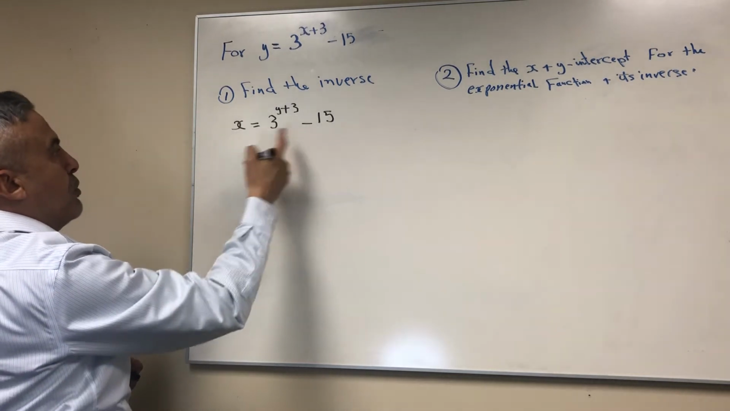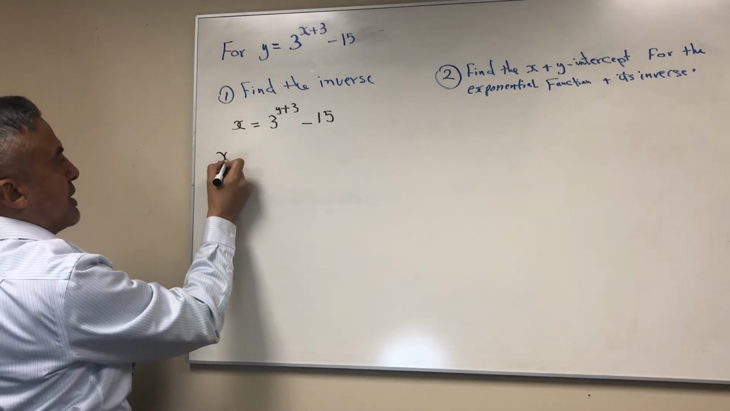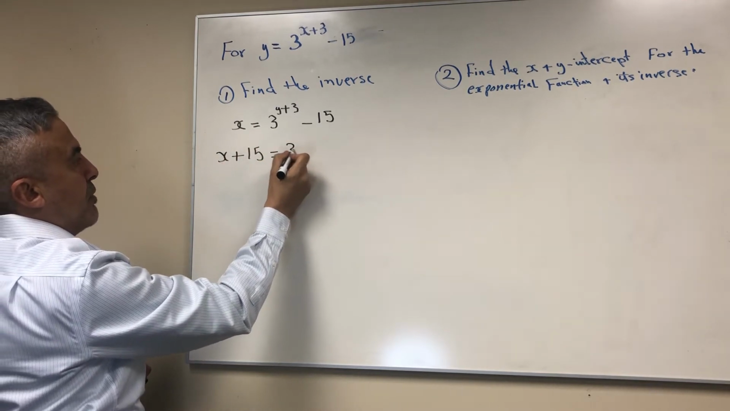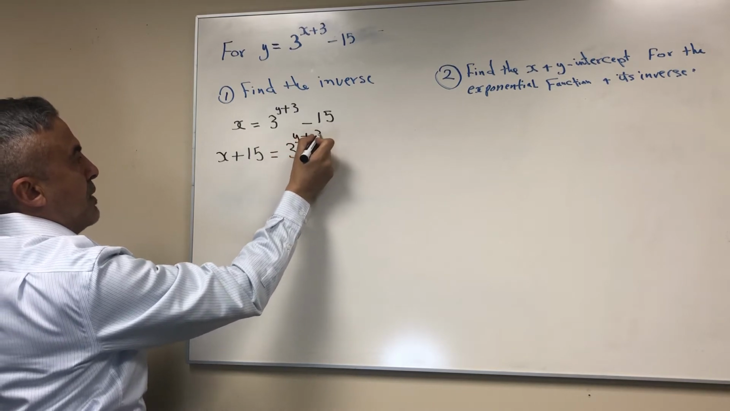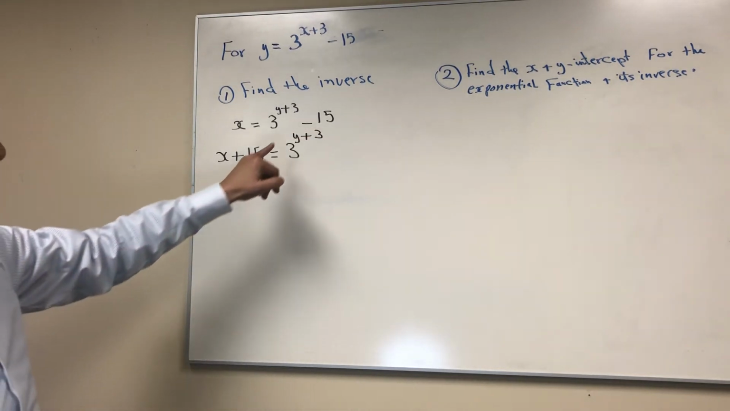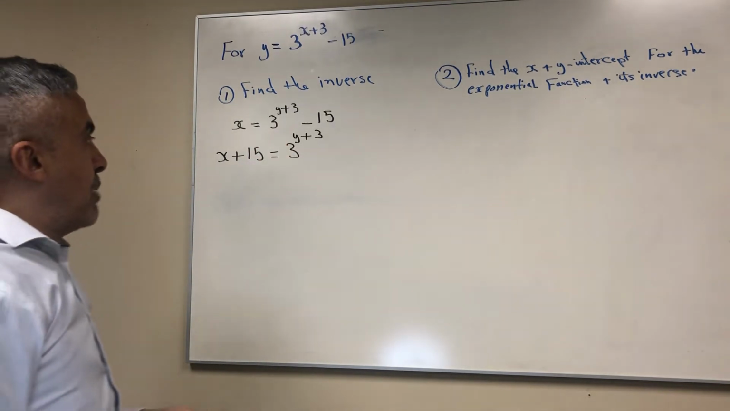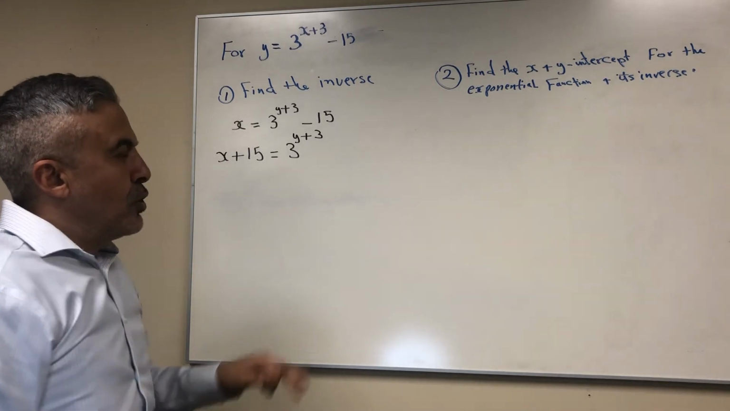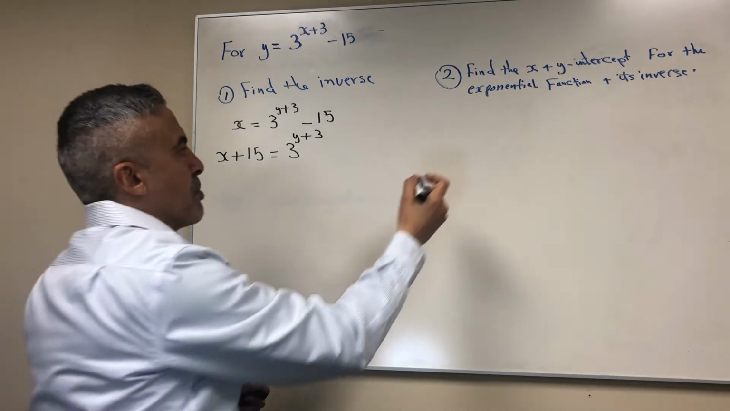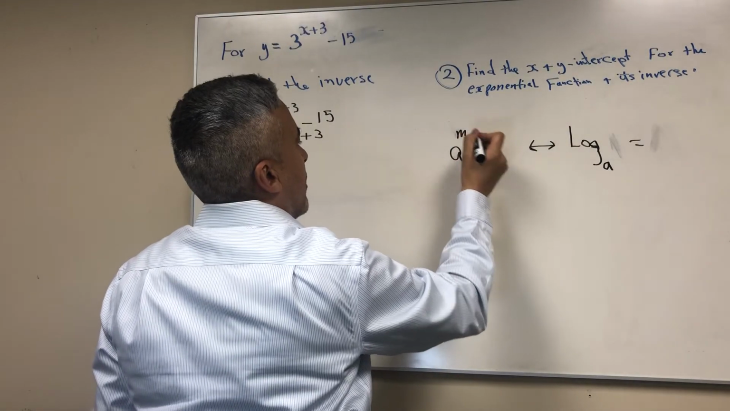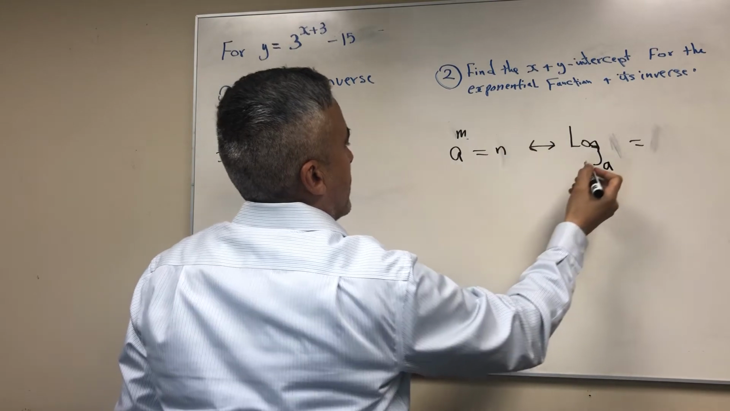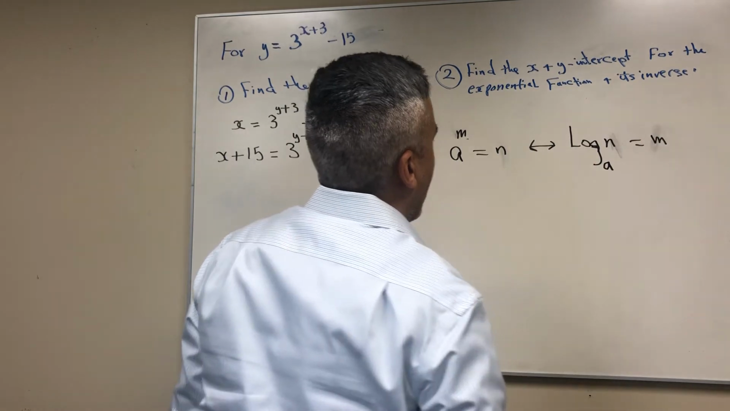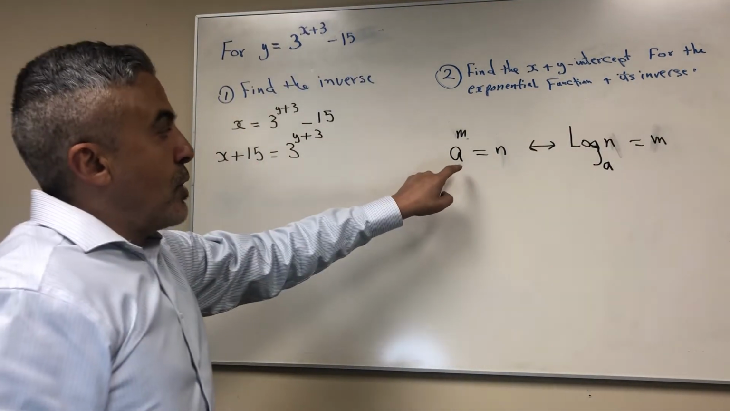So the first thing I'm going to do, move the negative 15 to the other side. So I have x plus 15 equals 3 to the power of y plus 3. Now, as you notice, the y is an exponent. So for us to be able to solve for a y that's an exponent, we have to go to this rule again.